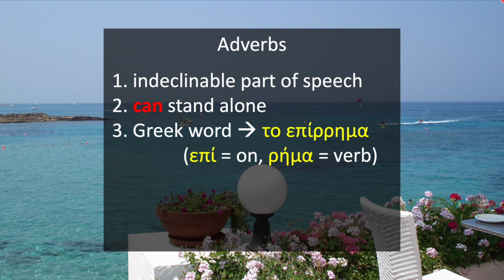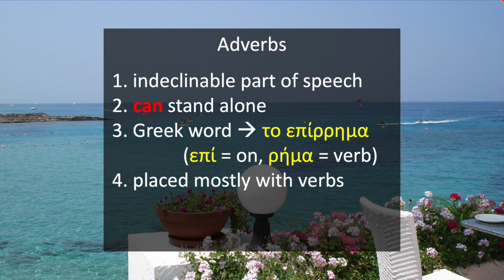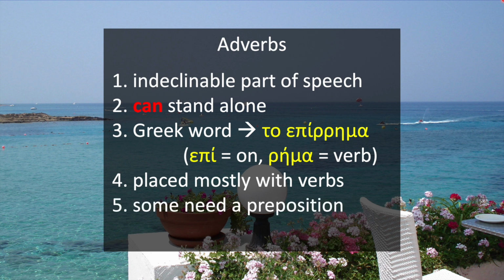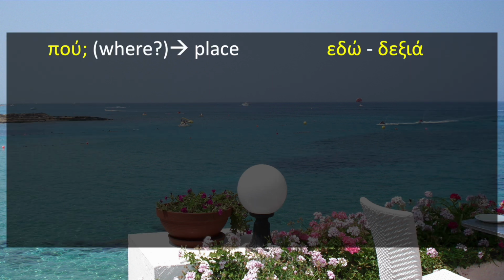The Greek word for adverb is το επίρρημα. Epi means on. Rhema means verb. So adverbs are words that are placed mostly with verbs, but they can also be placed with adjectives or other adverbs. Some adverbs need a preposition. And just like prepositions, adverbs can indicate time, place, manner, etc. Let's look at some examples.